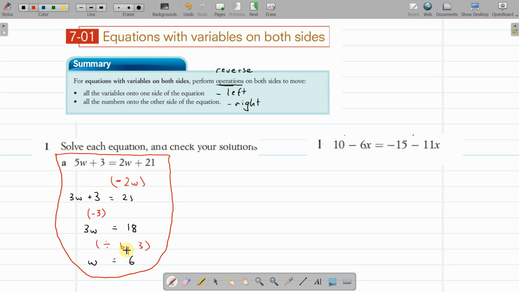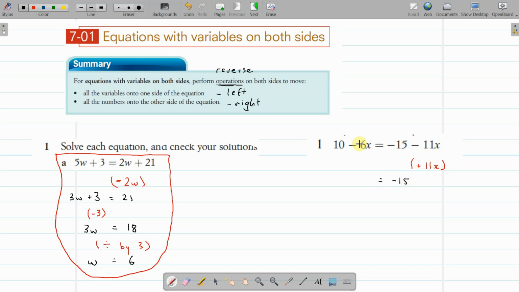The question, 3-step solution. Okay, question part L. So variable over this side, going to move it over here by doing the reverse. Minus 11x, reverse is plus 11x. That means then that the variable on this side disappears and we're just left with minus 15.